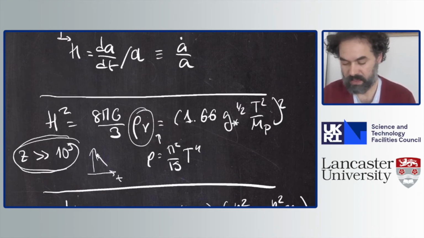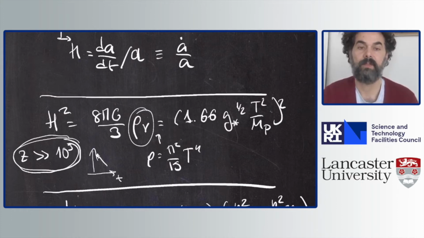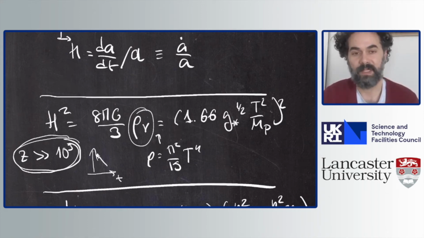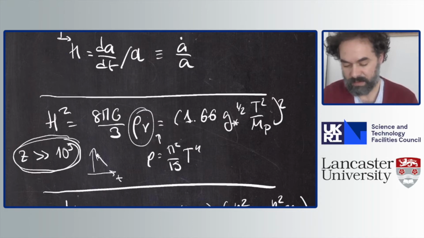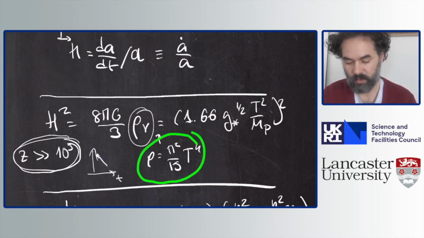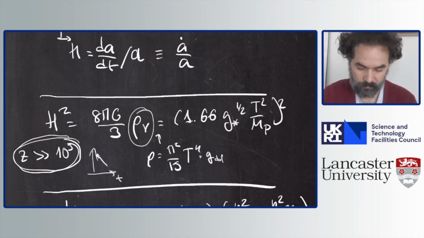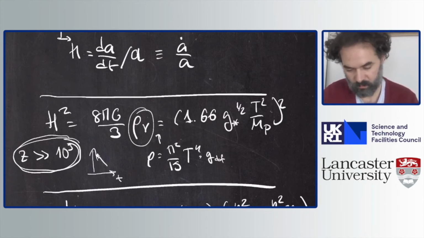If you are at high redshift, remember redshift tells us how far in the past we are, very early in the past, and if this redshift is bigger than 10 to the 3, so the universe was smaller by a factor of 10 to the 3 than today, in this case only radiation dominates, and the energy density of radiation is something we computed. It's given by a number depending on the number of degrees of freedom and then the temperature. You can multiply by each degree of freedom, which here is called g star.